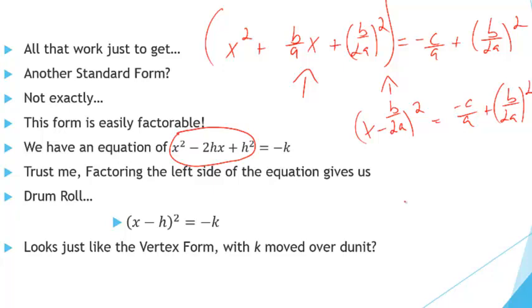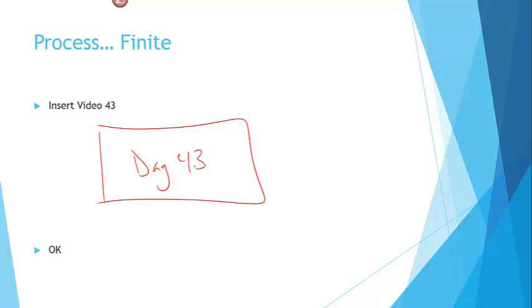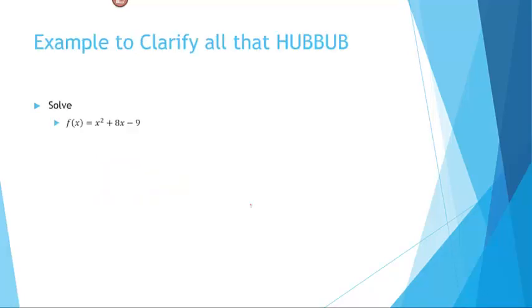Our vertex form would have been x minus h squared plus k equals 0. Very similar. So now we have a vertex form, and now we can solve by square rooting, which was video 43. So go ahead and insert video 43 and watch it again. And now we're going to do some examples, because we just watched day 43 again. So now an example to clarify all of that hubbub.